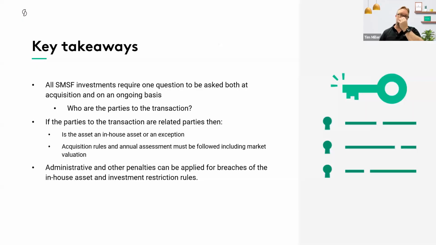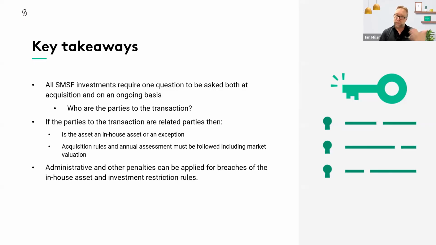So I said I wanted to finish off with basically the questions that I pose to people in these situations. The first question that should always be asked, so you don't look at values, you don't look at anything else first, is: who are we dealing with? So who is the self-managed super fund transacting with? If it's not a related party, then you don't have to ask any more questions. You still have your arm's length considerations, but you don't have to ask any more questions. If it's a related party, then you have to know: is there an exception to the rule?